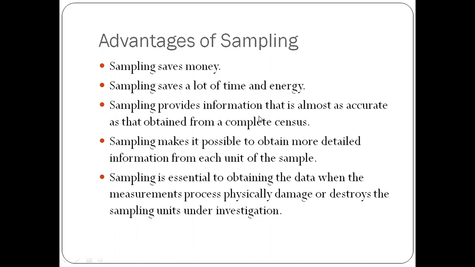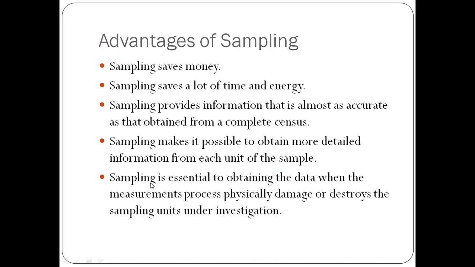Then third, sampling provides information that is almost as accurate as that obtained from a complete census, because a sample is a part of a population, so it will give almost as accurate information as the population will give. Sampling also makes it possible to obtain more detailed information from each unit of the sample, because when you use a sample instead of a population, you save your time and energy, and you have enough of both to obtain detailed information from each and every object of the sample.